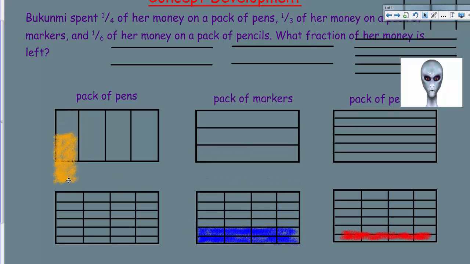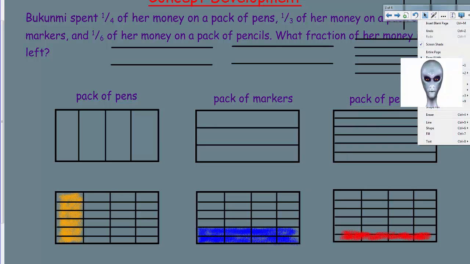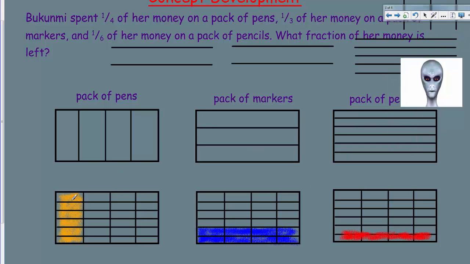All right, so I bring this down here, and now you can see the same quantity. Now we can write our fraction for each. See, we had 6 times 4, so there's 6 out of 24 for the pack of pens. Here we have 2, 4, 6, 8. We have 8 out of 24 for our pack of markers.